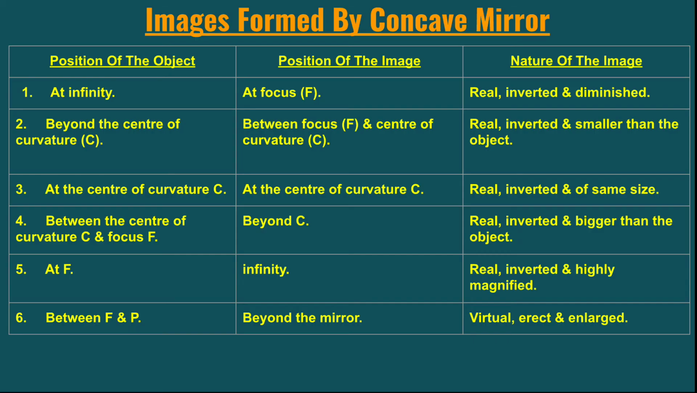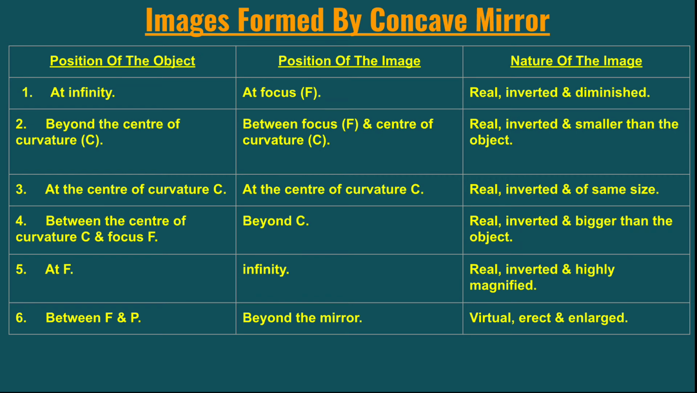Next is the images which are formed by the concave mirror. First, the object is at infinity. When the position of the object is at infinity, the position of the image is at focus, and the nature of the image is real, inverted, and diminished. Whereas when the position of the object is beyond the center of curvature, beyond C, then the position of the image is between focus F and C, the center of curvature. The nature of the image is real, inverted, and smaller than the object.